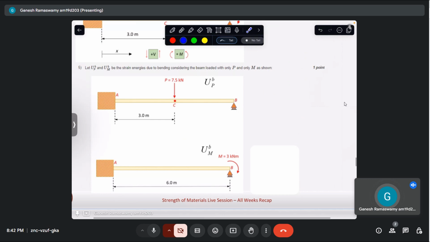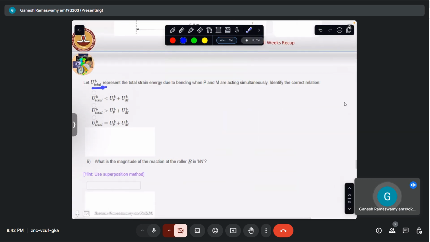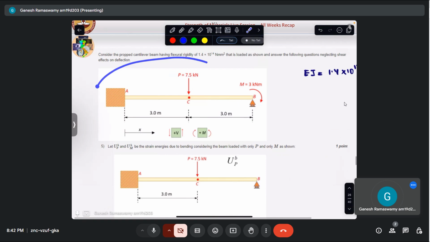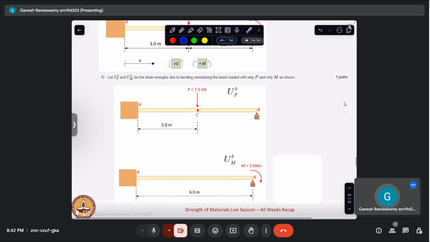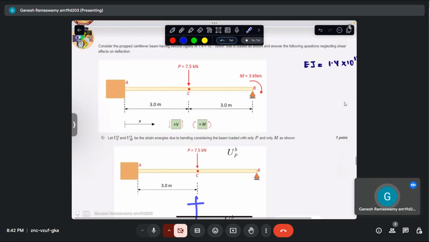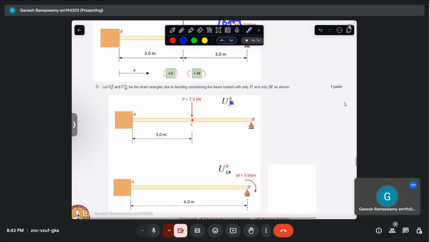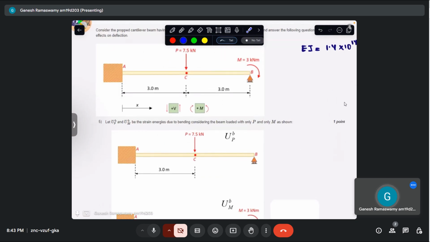So the question asks, let U total be the strain energy of this system where both are applied simultaneously. So the question asks whether these two strain energies add up to this case. So this is U total. Whether we can simply add these two to get that is the question.